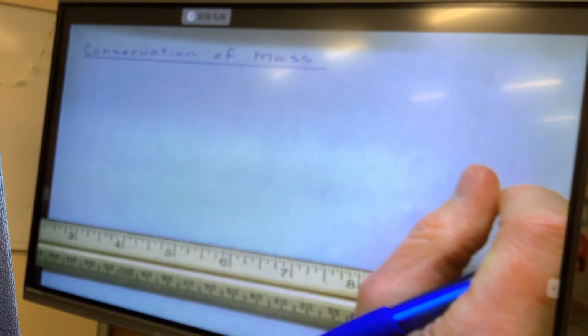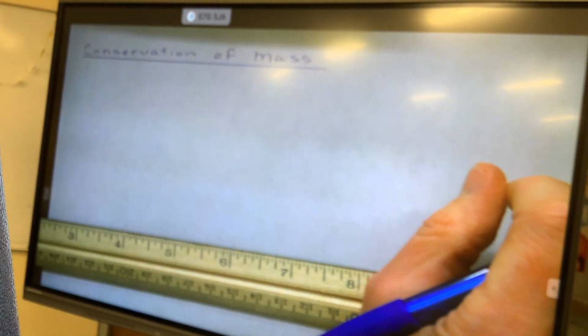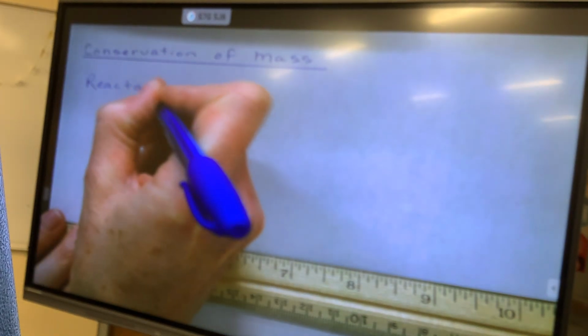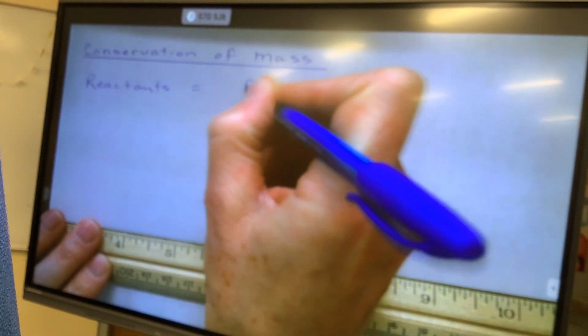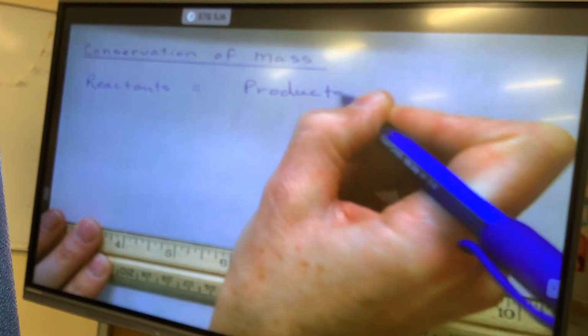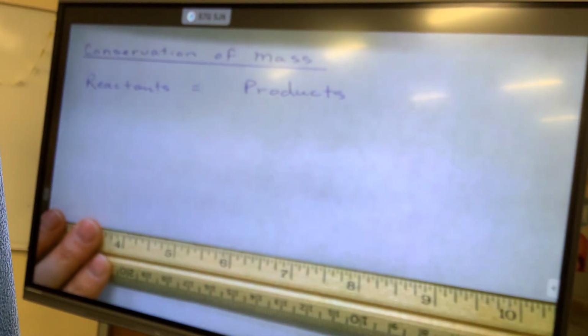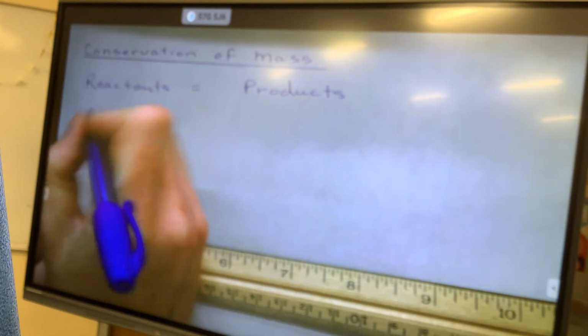So conservation of mass. Let's just start with two terms here. The two terms are reactants and products, okay? So I'm going to tell you what those two terms refer to in a little bit, but I want you to understand that the reactants have to equal the products for a chemical reaction, okay? So in order to understand these terms and to understand conservation of mass, we're going to start with the equation for photosynthesis, okay?